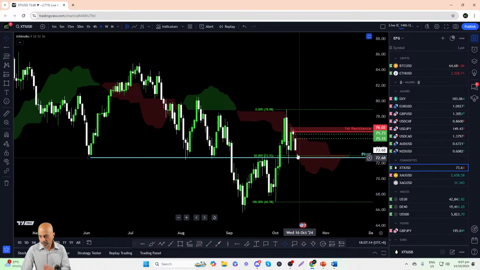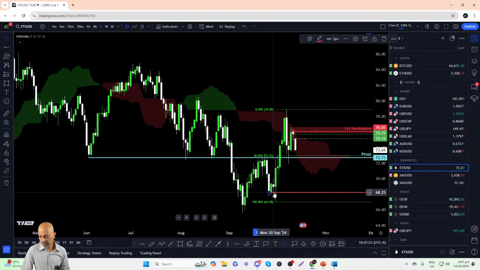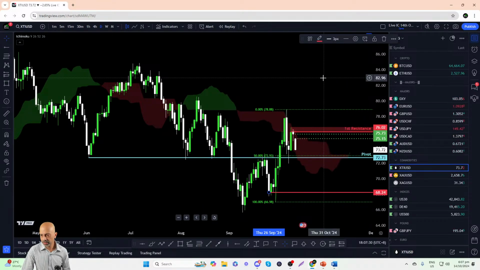And in terms of support beyond this pivot level here, right, I don't see any other major support apart from this swing low that has taken place on 26th and 27th of September, right? Nice swing low support taking place here at $68.24. So that's where the first support has been identified.